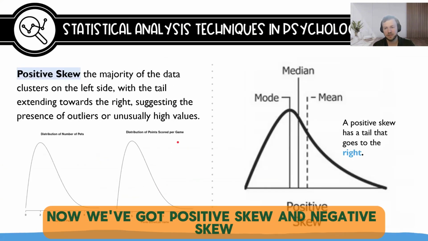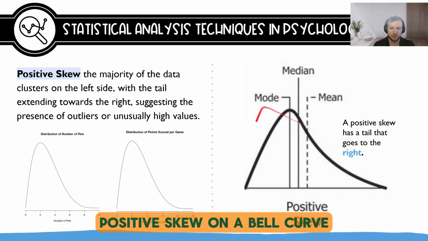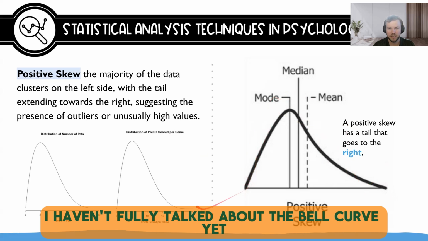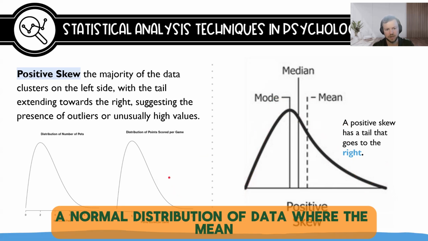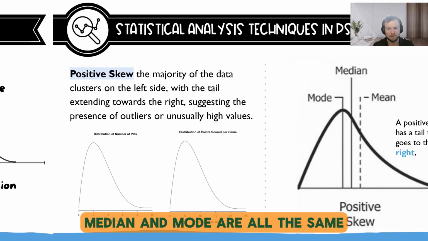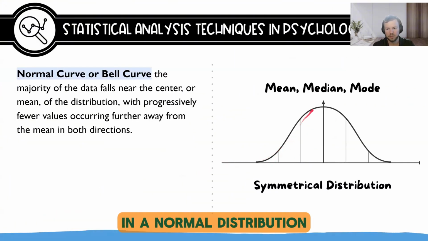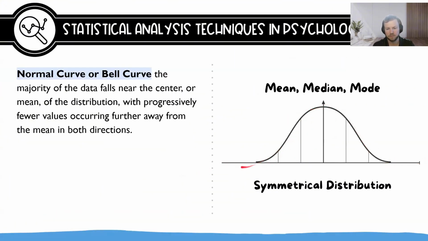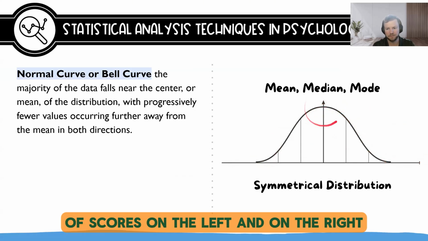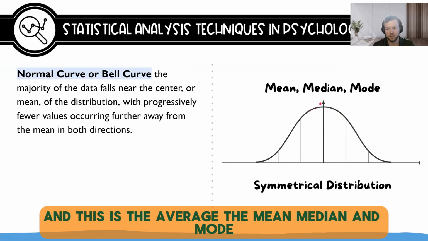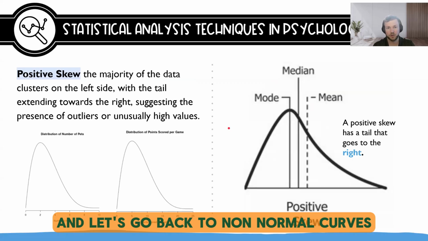Now we've got positive skew and negative skew. Positive skew on a bell curve. I guess I haven't fully talked about the bell curve yet. It's just a normal curve, a normal distribution of data where the mean, median, and mode are all the same. Let me go back here. The mean, median, and mode are all the same in a normal distribution. There's an equal amount of people, of scores, on the left and on the right. And this is the average, the mean, median, and mode. This is a normal curve.